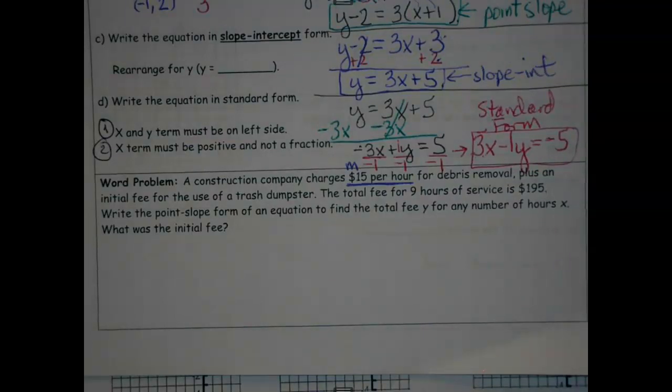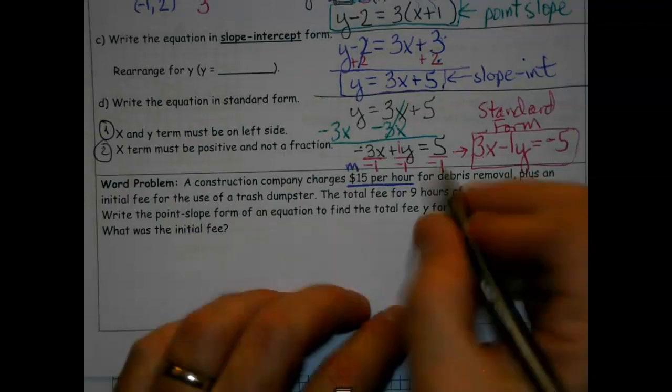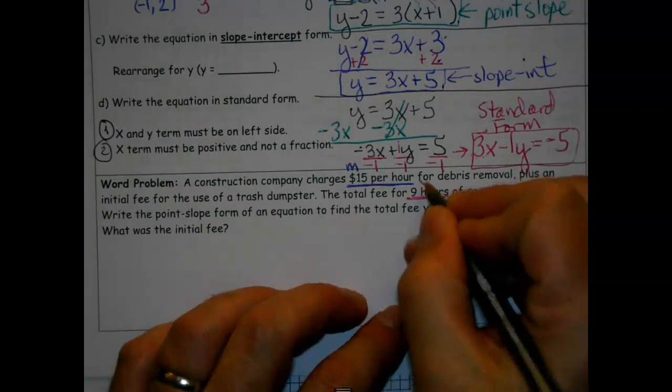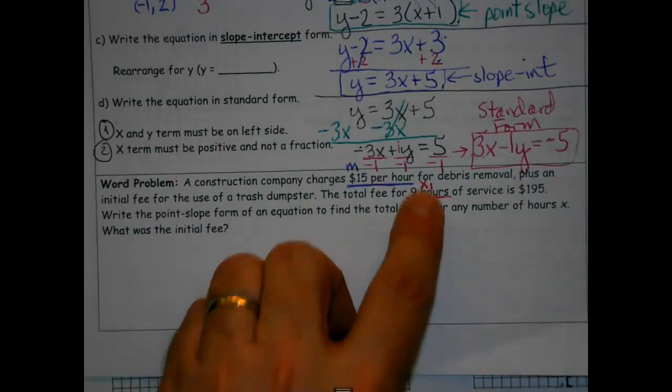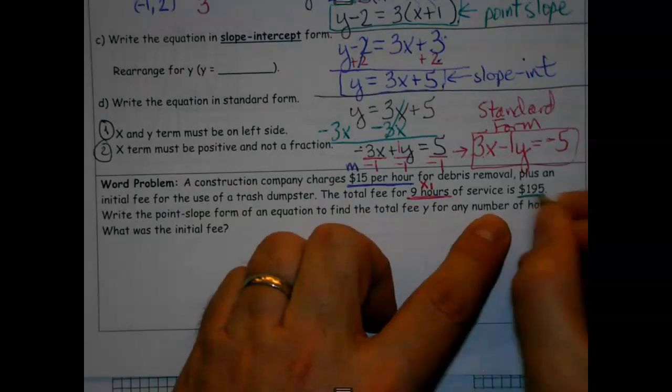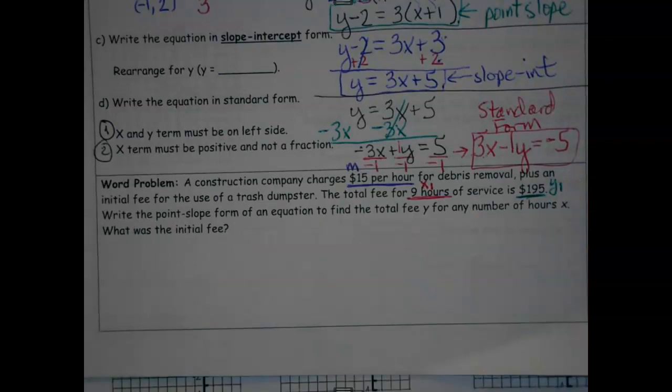Because if you think about it, $15 every hour. Every 1 hour, it goes up 15. Over 1 hour, up 15. It's going to be your slope. How much is it going up each time? So that won't change. Then I read a little further. The total fee for 9 hours, when you get your time, that's going to be your x1 in your point slope form. Time will be your x value. The total fee for 9 hours, x1, of service is $195. That's going to be your y1.